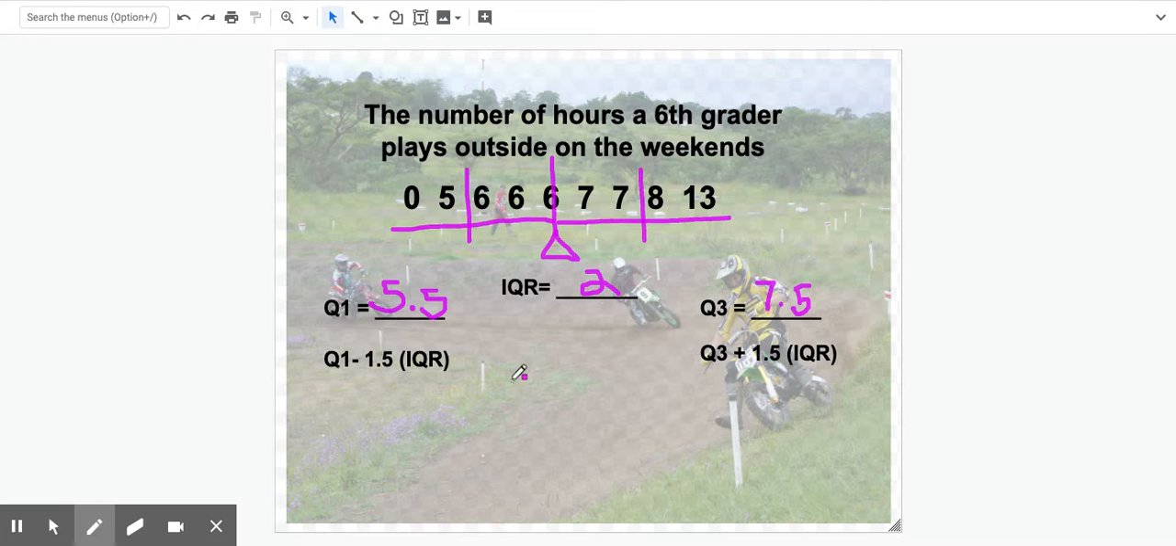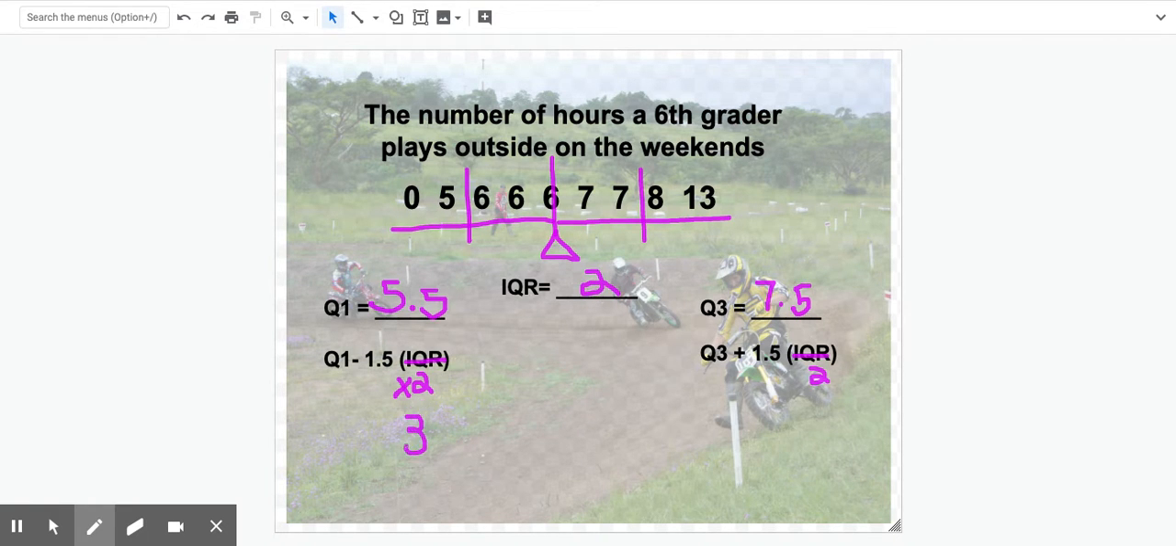Now we need to apply it to our formula. So if our IQR is 2, we're going to replace that on both sides of our formula. And then according to PEMDAS, we have to do the multiplication first. So this parenthesis means to multiply. So 1.5 times 2 is 3. So we know that this whole thing equals the number 3.